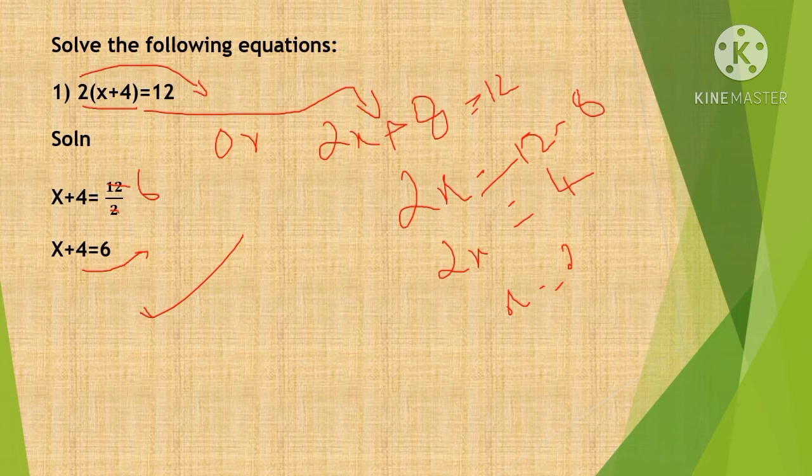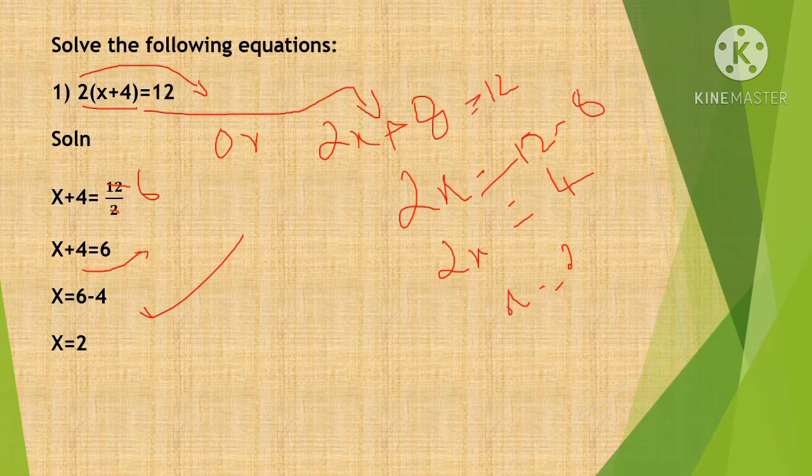Okay, now you can solve the equation, right? Very easy. X is equal to 6 minus 4. Bring this 4 to the right hand side. So x is equal to 6 minus 4. So what is the answer? X is equal to 2. Okay, this is one method.